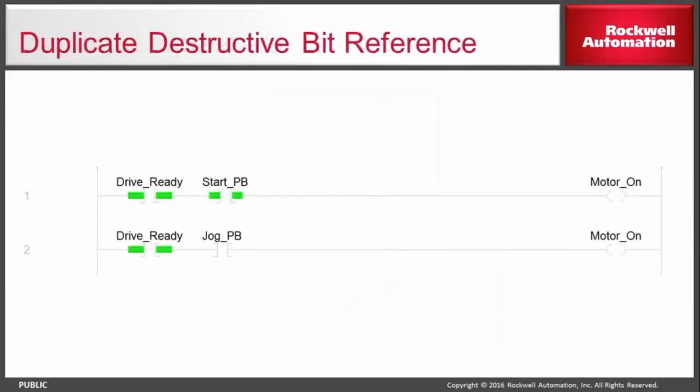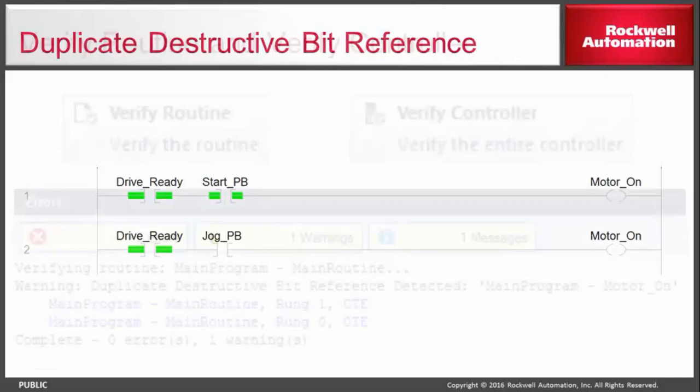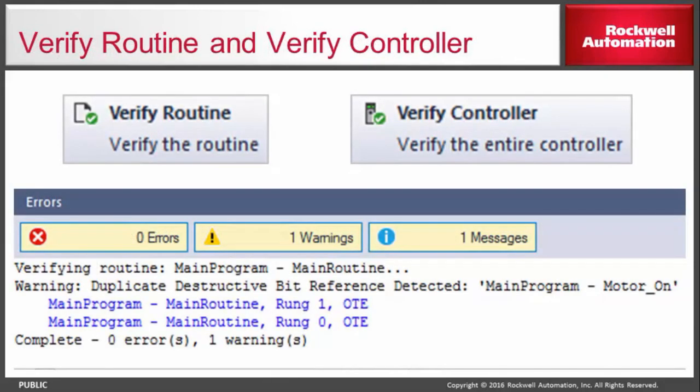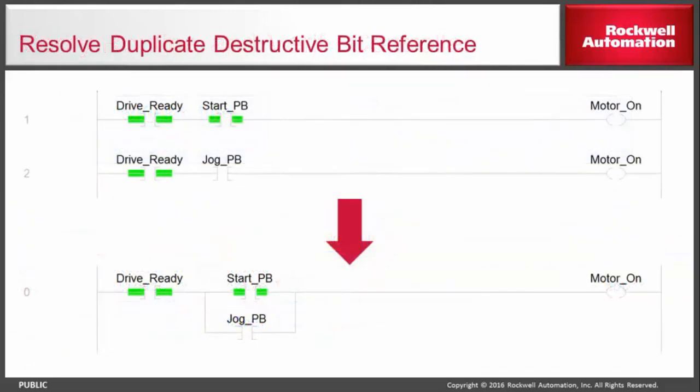Because the OTE instruction may, depending upon conditions, write a 1 or a 0 to its associated tag, you should avoid using more than one OTE instruction that writes to the same tag. When this occurs, it is called a duplicate destructive bit reference. If we click the Verify buttons, the Logix Designer application will provide a warning of the potential conflict. We can resolve the conflict by placing the second set of conditions on a branch of the first rung and then deleting the second rung altogether.